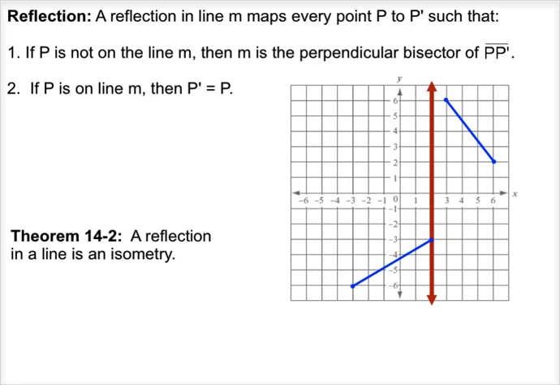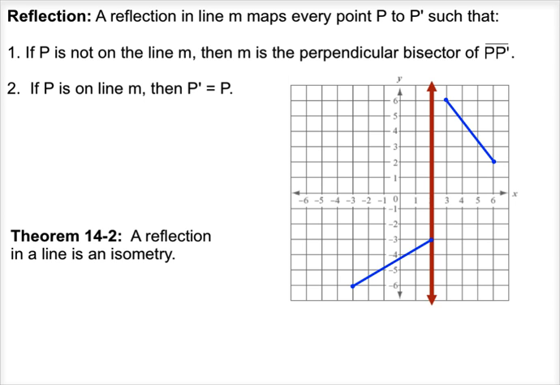Reflection. A reflection in line M maps every point P to P prime such that if P is not on line M, then M is the perpendicular bisector of segment PP prime, and if P is on line M, then P prime is P. So this is really just a fancy way of saying the point is the same distance on the opposite side of the line.